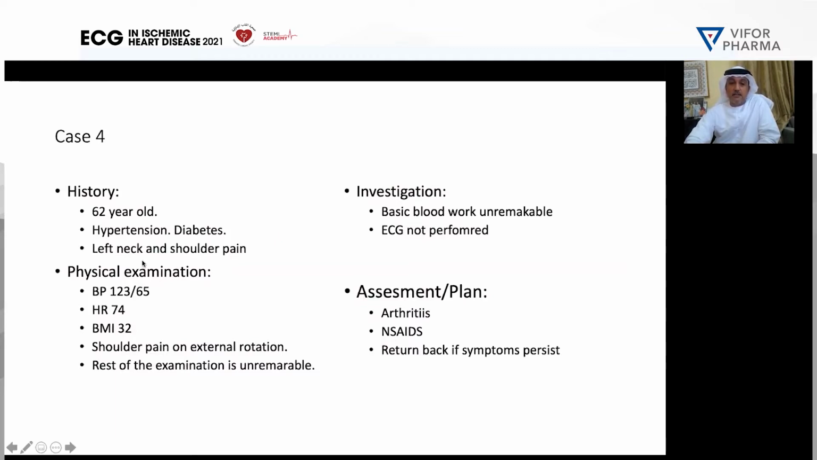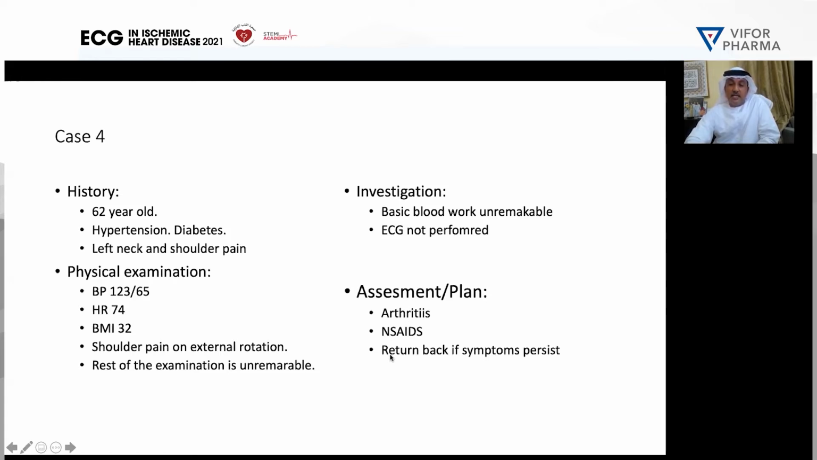And last is a 62-year-old who presents with left neck and shoulder pain, and his basic blood work was unremarkable. An ECG was not performed because the impression was that this is the shoulder and it was arthritis.